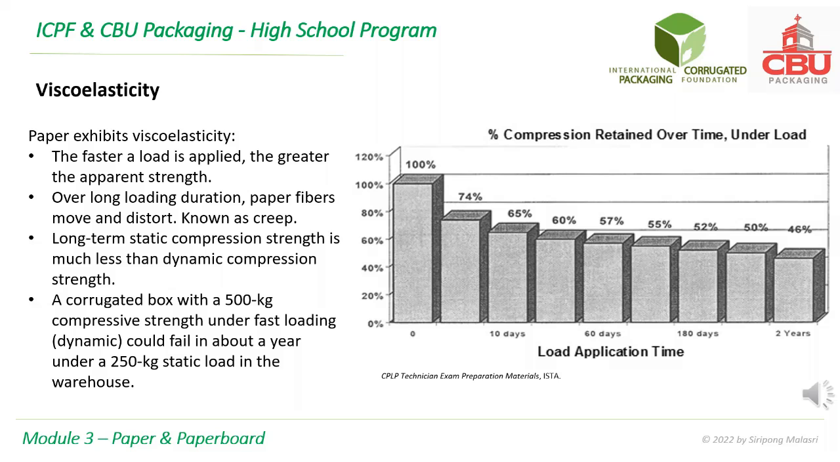Paper exhibits viscoelasticity. The faster a load is applied, the greater the apparent strength. Over long loading duration, paper fibers move and distort. Known as creep, long-term static compression strength is much less than dynamic compression strength. A corrugated box with a 500 kg compressive strength under fast loading, dynamic, could fail in about a year under a 250 kg static load in the warehouse.